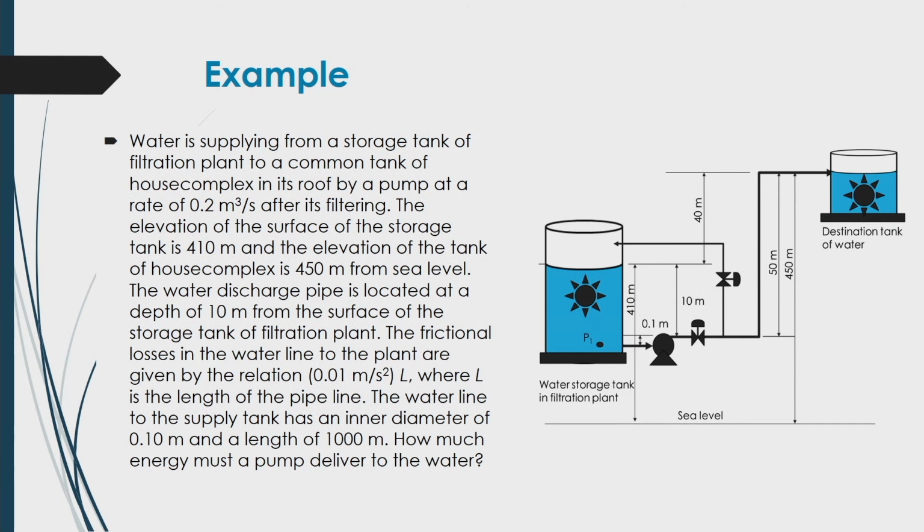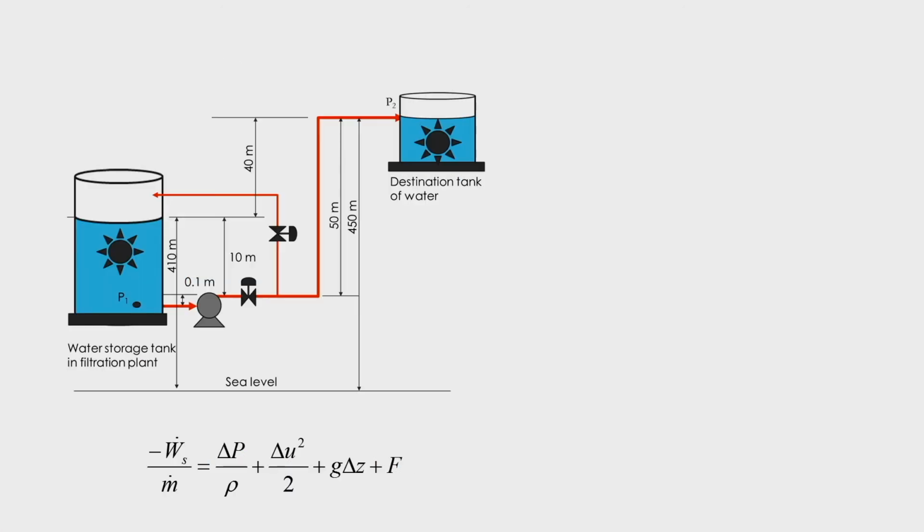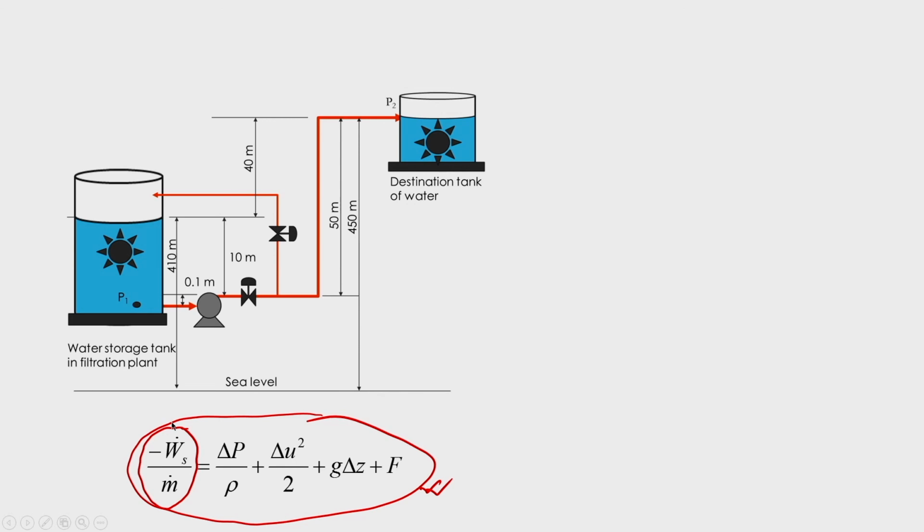So at this condition, what energy must a pump deliver to the water so that it will reach the destination water tank in the house complex? Now, how do we solve this problem? We know the mechanical energy balance equation, which we have already described. Based on this balance, you have to calculate the energy required to supply water from the storage tank to the destination tank.